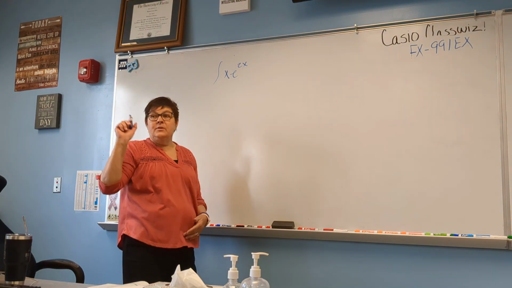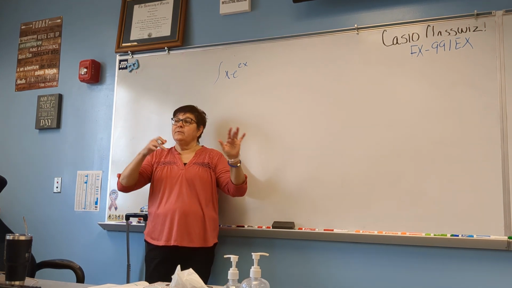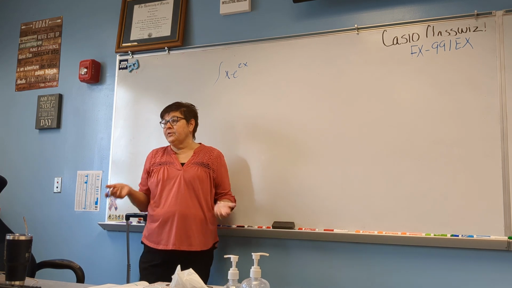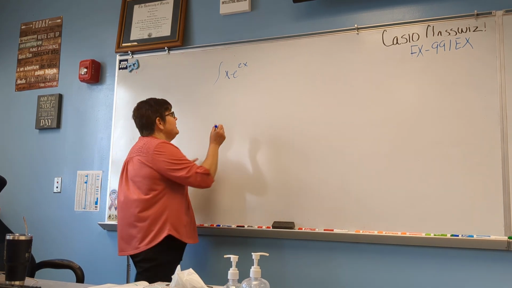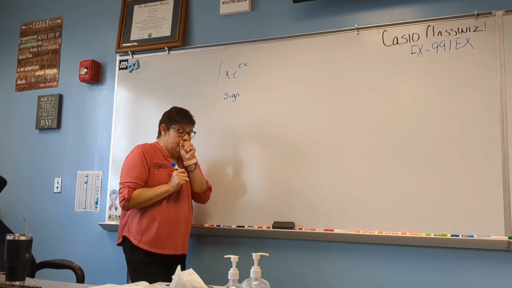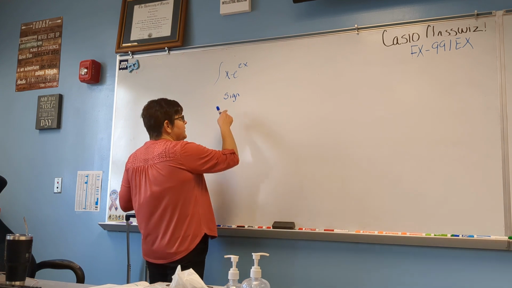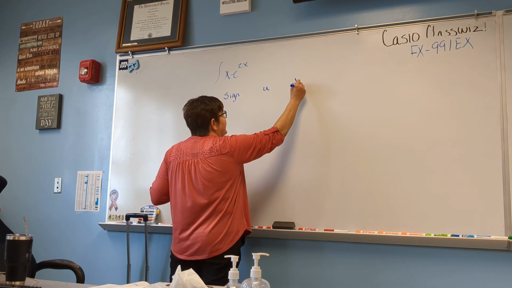X e to the 2x. You all know how to do it with uv minus integral v du, right? You label your u, you label your dv, you derive, you integrate, you plug it all together, you're good. I'm going to show you this thing called the chart method. You might like it, you might hate it. So the first thing I'm going to have you do is label 3 columns. The first one is sign, u, and dv.